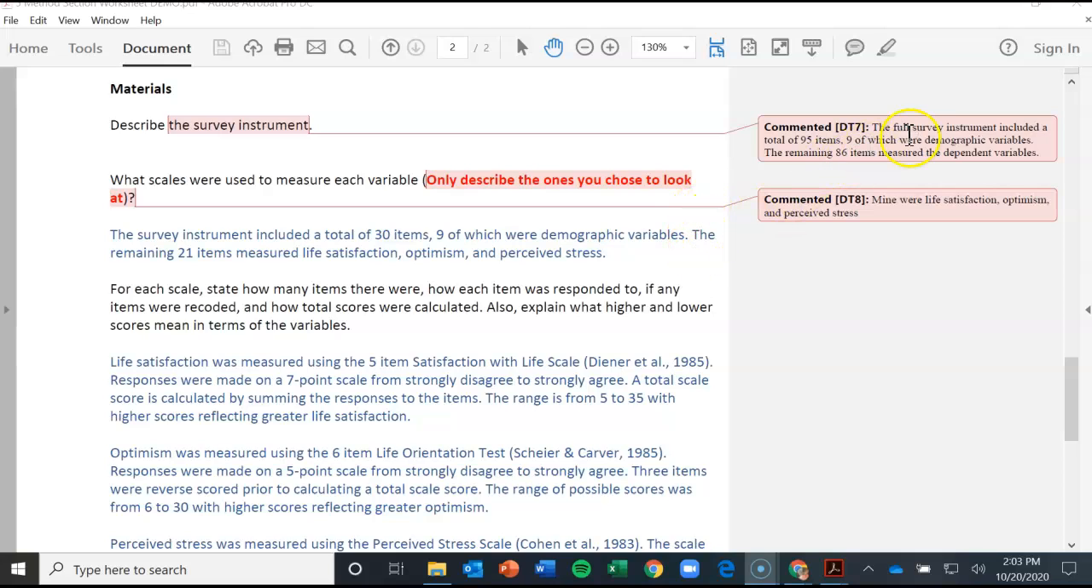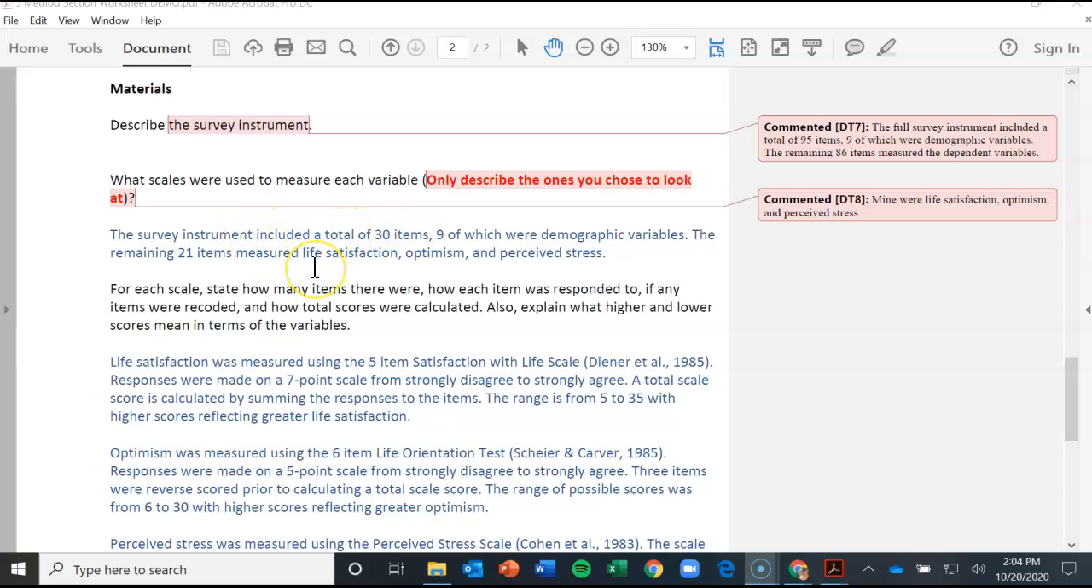So if you look at the full survey with all of the measures, you've got a total of 95 items. 9 of the items are demographic variables. The other 86 items are measures of the various variables. So for me, since I'm using life satisfaction, optimism, and perceived stress as my variables, I did keep all of the demographic variables, which I've already described in my participants paragraph.